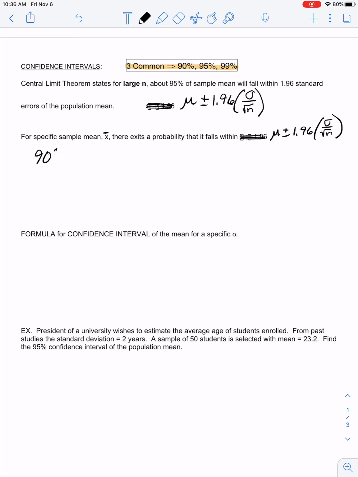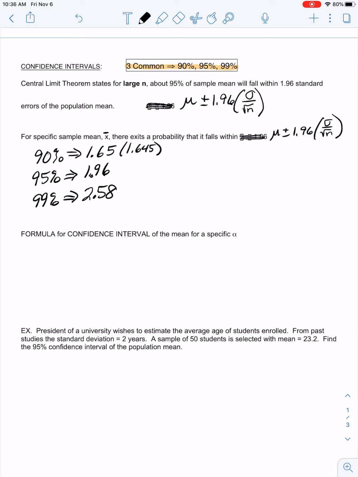A couple things are going to happen. If we have 90% confidence, our critical value from our z's and central limit theorem is 1.65. Sometimes you'll see it a little more accurate, 1.645. 95% gives us this critical value of 1.96, and then 99% gives us 2.58.